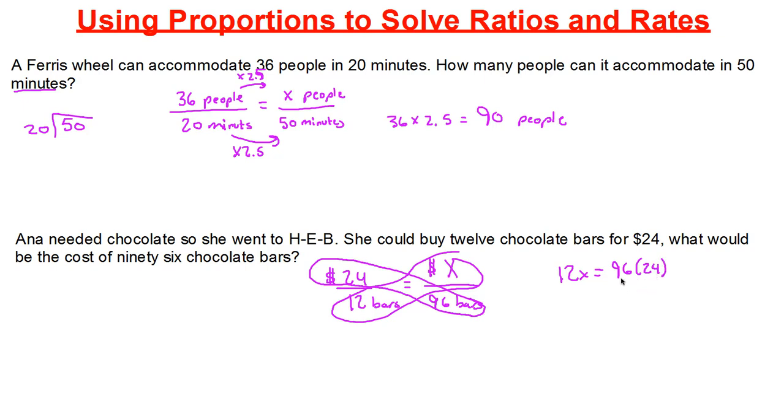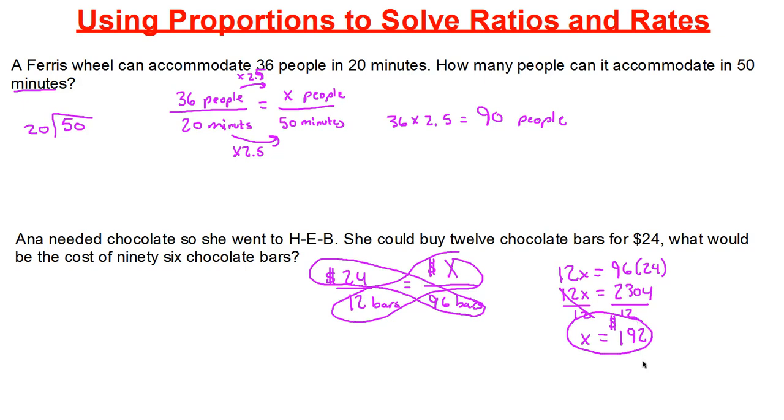Now, all I have to do at this point is multiply 96 by 24. I get 2,304, and then we have 12x. So I'm going to divide by 12 and divide by 12. So x, in this case, is going to be equal to $192.